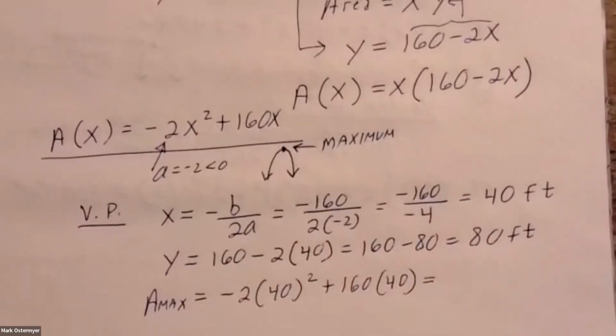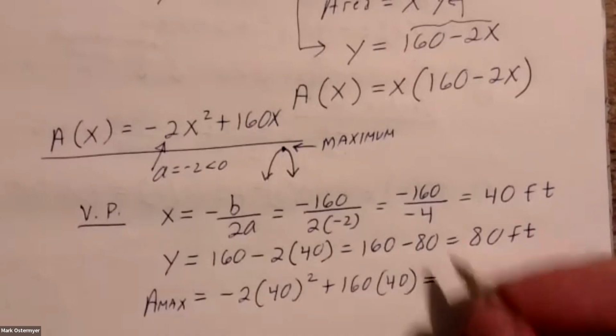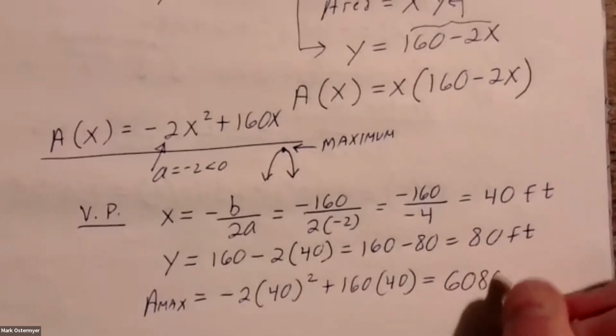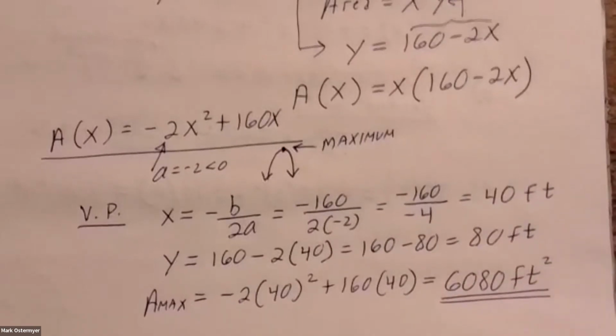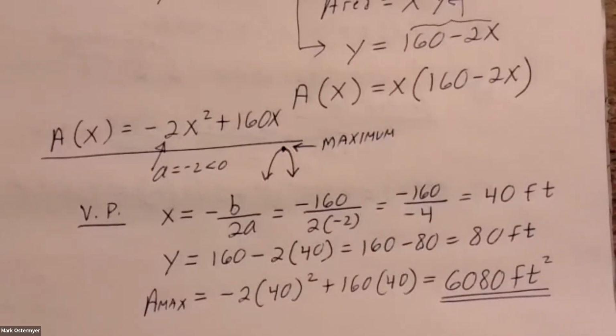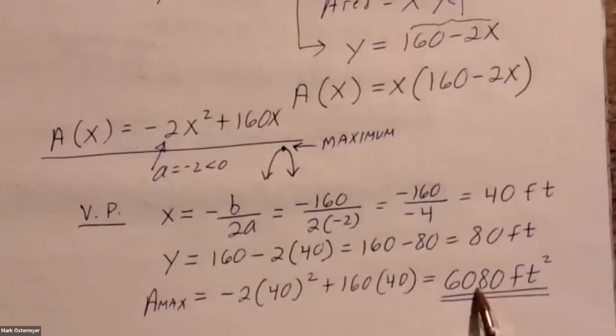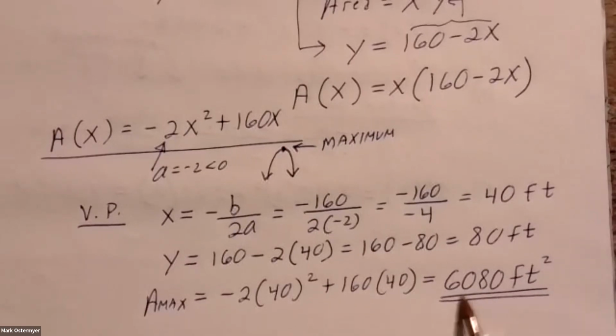And all we have to do is go through the arithmetic here and get this value. I'm getting 6,080 square feet. So 6,080 square feet will be the maximum area, the optimal maximum area that you can attain if you have 160 feet of fence to work with. You cannot do better than this. This is the optimal best answer, or the best maximum area, guaranteed by the almighty quadratic function here.